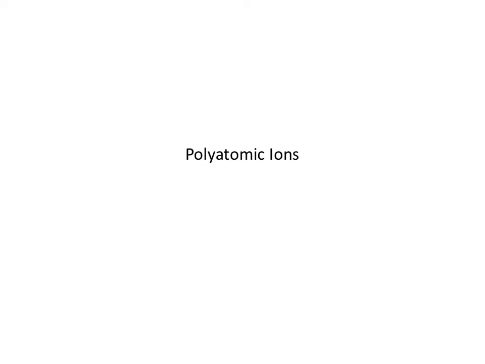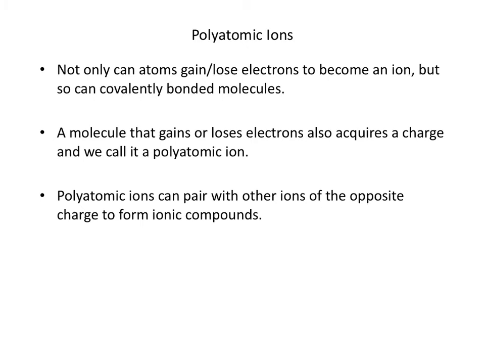Alright, this is going to be a sort of short topic on polyatomic ions, but they're so important that I wanted to make it its own video. So we've talked already about the fact that atoms can gain or lose electrons to become ions. But not only can atoms do this, but so can covalently bonded molecules. And so a molecule that gains or loses electrons and acquires a charge, we call that a polyatomic ion, right? Poly, the prefix meaning many, so this is a many atom ion. And polyatomic ions can pair up with other ions of the opposite charge to form ionic compounds.